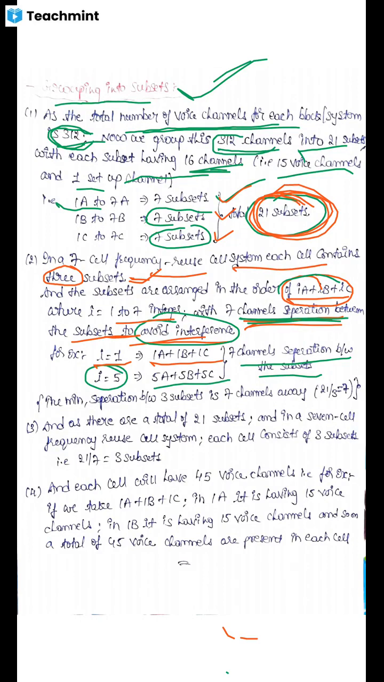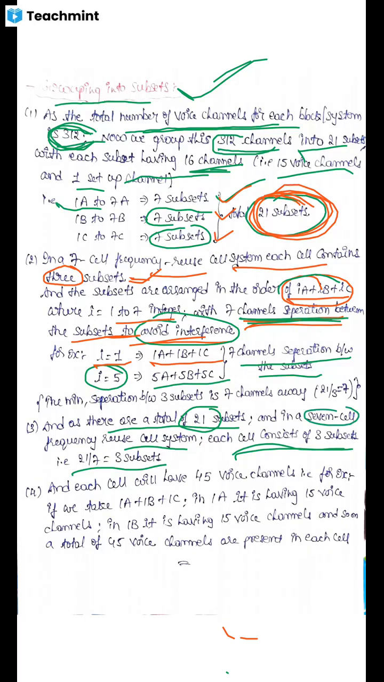Clear? This is how we group the voice channels into subsets, so as to avoid interference. Now coming to the third point: as there are 21 subsets, in a 7 cell frequency reuse system each cell consists of 3 subsets. We had already learned the same point. A total of 21 subsets are arranged so that each cell contains 3 subsets. For 7 cells, 7 into 3, 21 subsets.